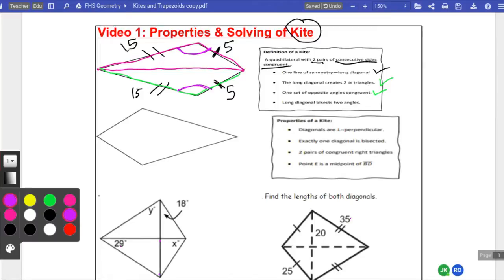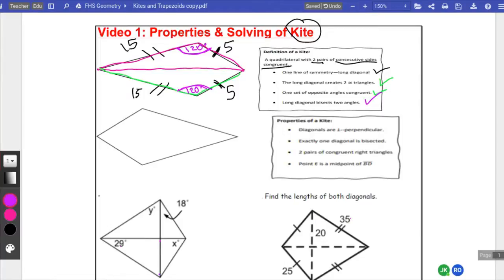For example, if this was 120 degrees, this opposite angle would also be 120 degrees. Those are the only angles that are congruent. Someone might say, hey, what about these angles right here? They're not congruent. Okay, let's take that off. Check. All right, diagonals are perpendicular.